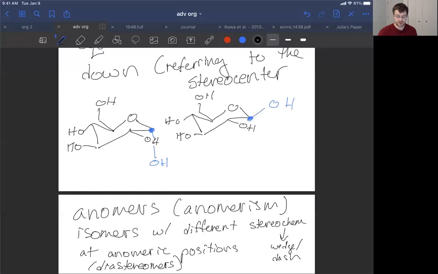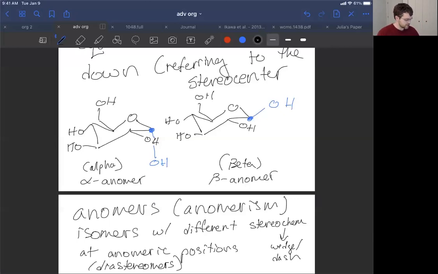Now we can classify these anomers as being the alpha anomer, and I remember that because the OH is axial, and alpha is the Greek letter for A. So that's the alpha anomer versus the beta anomer. I always like the beta anomer better because it's equatorial. Everybody loves equatorial substituents, right? So it's a little bit weird that it's the second one, it's the beta, but alpha for axial.